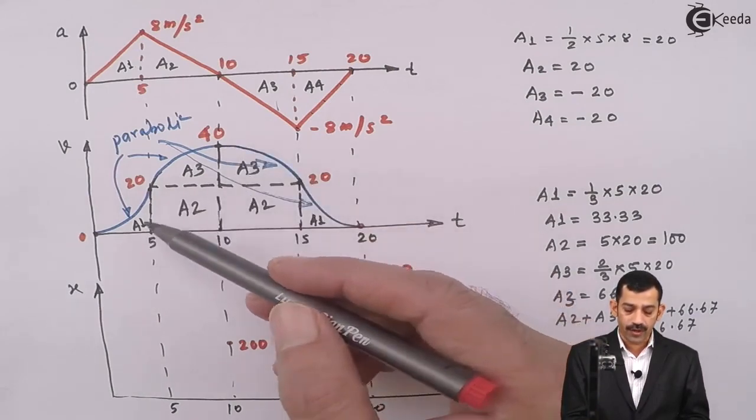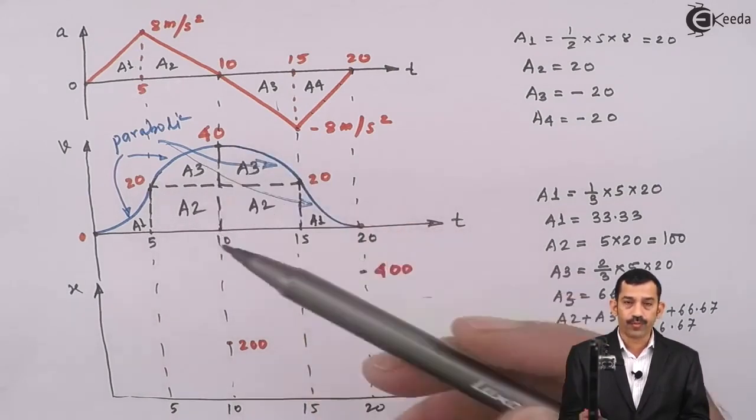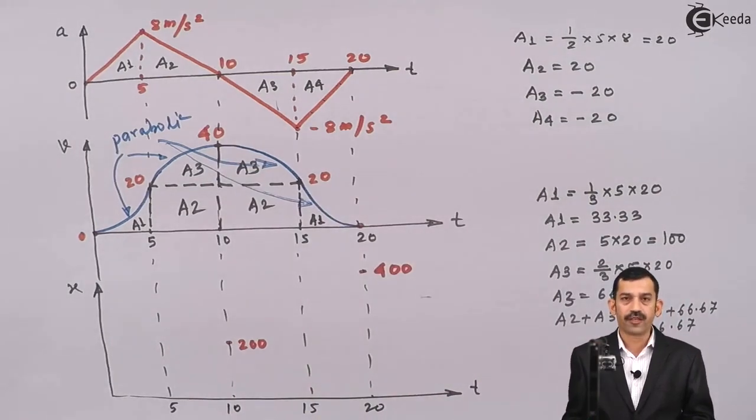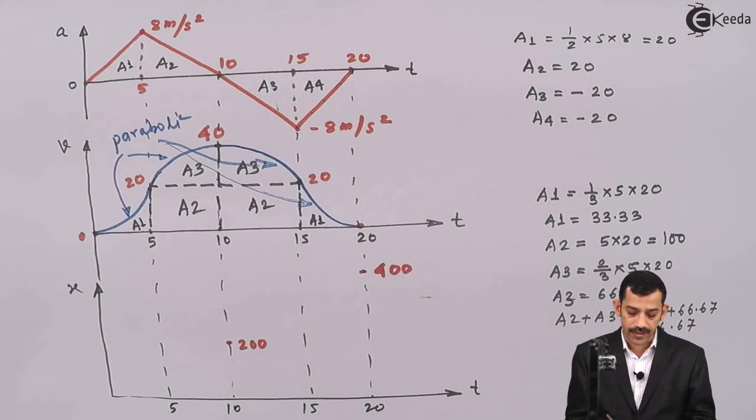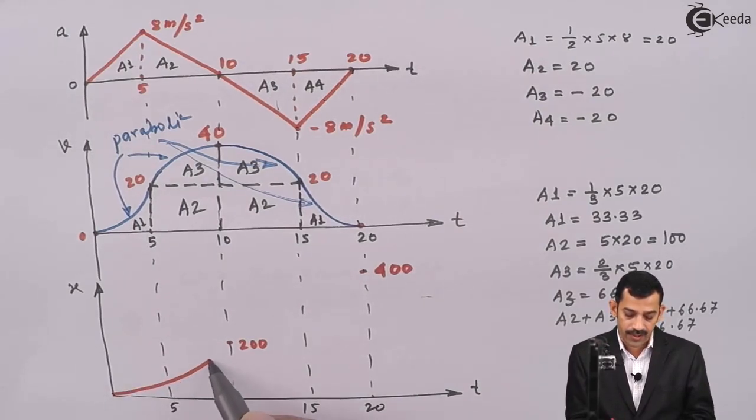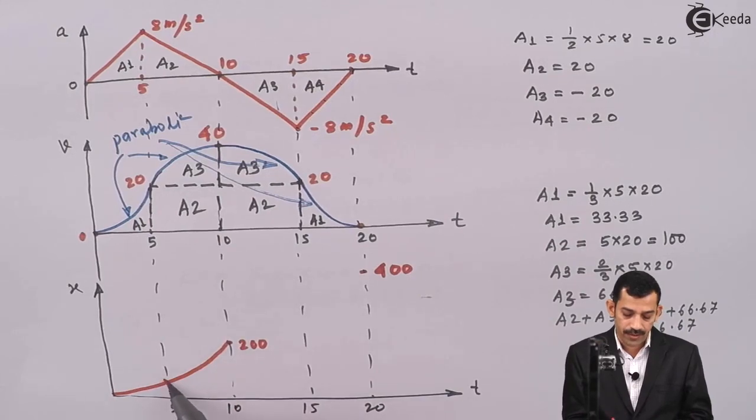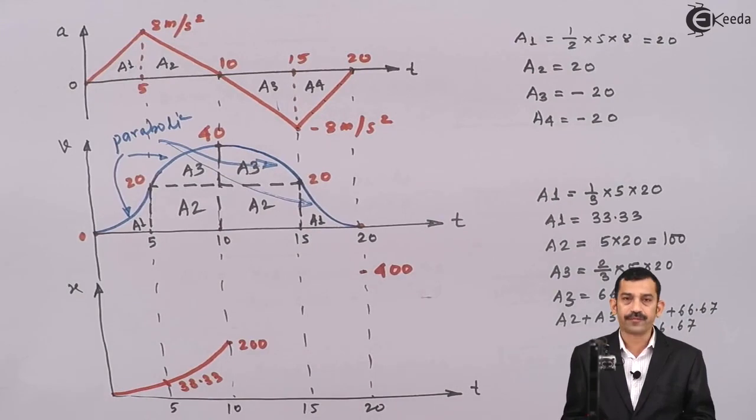As velocity is increasing in the positive direction, the nature of the XT diagram should be such that the slope of the XT diagram must increase in the positive direction. That means the XT diagram must be like this, where the curve is cubic, and at this location it is definitely 33.33 meters.